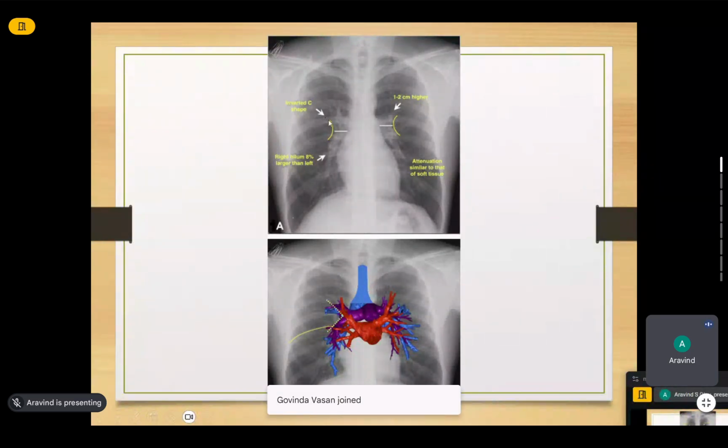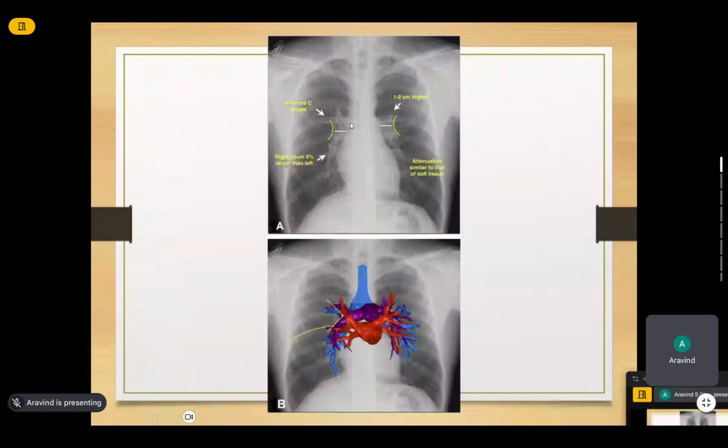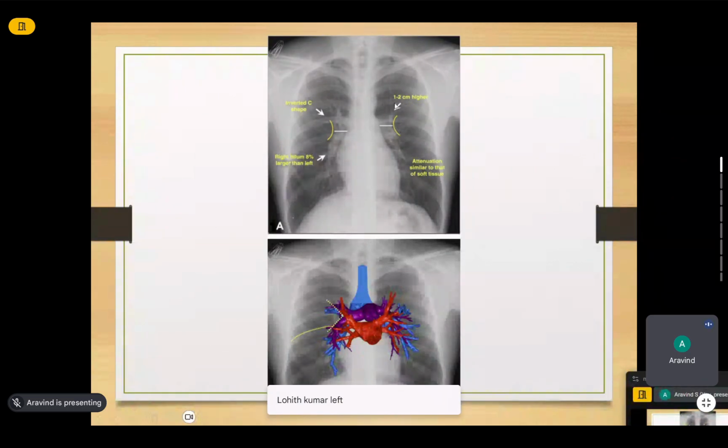Usually the hilum is in an inverted C shape. You can see here, this is the right hilum and this is the left hilum. The right hilum is usually larger than the left because the right pulmonary artery is slightly larger. Similarly, the left hilum is slightly higher than the right hilum, because it winds up over the left main bronchus.